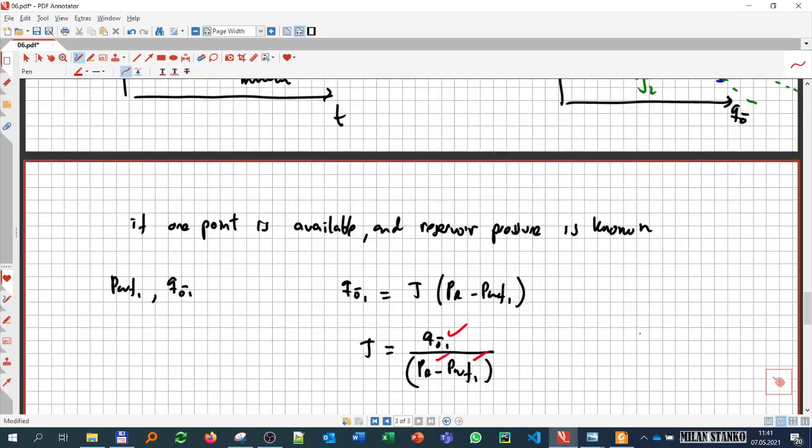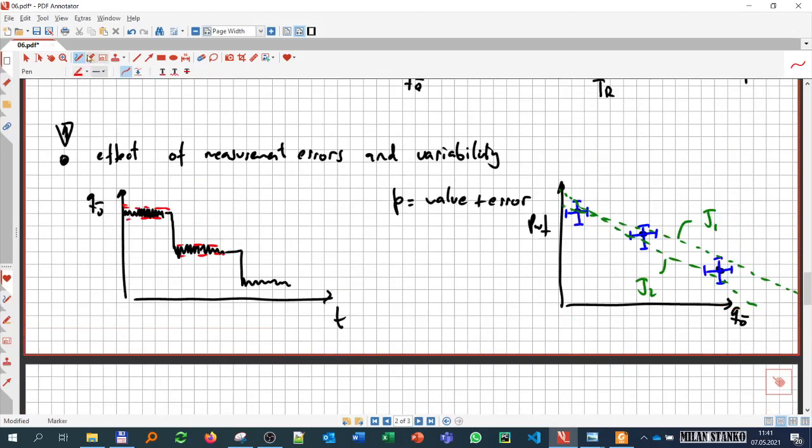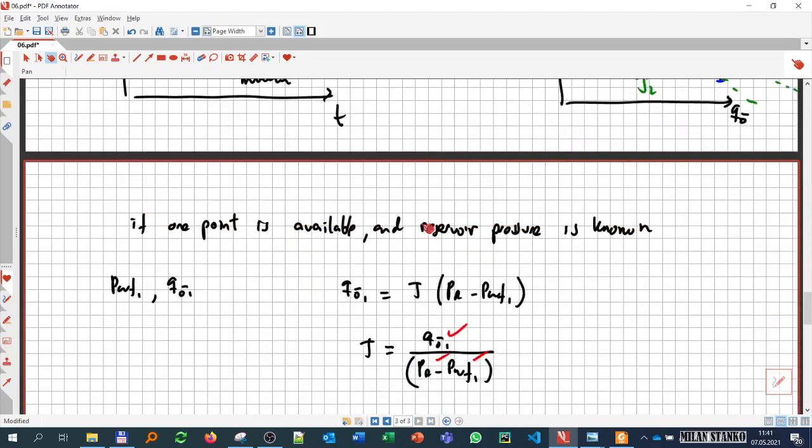But just be careful with this issue here, because the value is not simply one value, but you have a range of values that can be due to variability and measurement error in rate and also in pressure. So it might be that the solution you get could be slightly different.